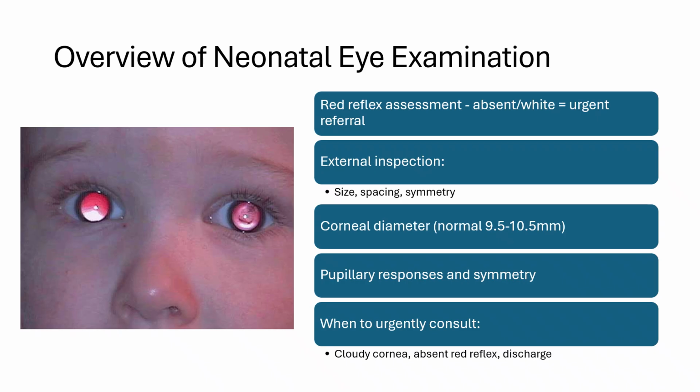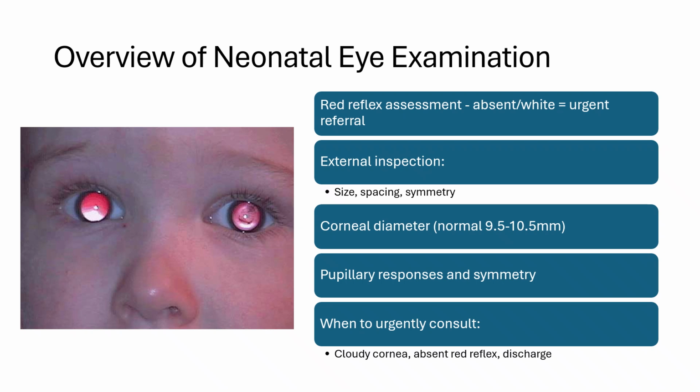External inspection reveals crucial information. Note eye size, spacing, and symmetry. Hypertelorism, increased spacing between eyes, often accompanies chromosomal abnormalities. Hypotelorism suggests midline defects, including holoprosencephaly. Asymmetric eye size indicates possible glaucoma or microphthalmia.